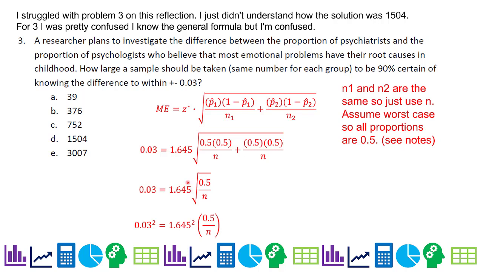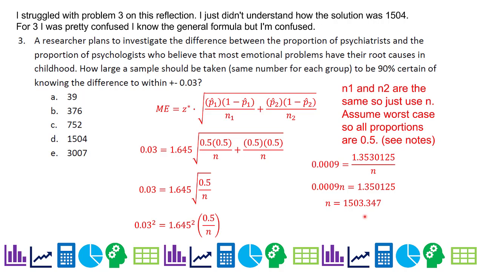I have 1.645 squared, I have 0.03 squared. Squaring that, we get 0.0009 equals this ugly number over n. So I squared my 1.645 and then multiplied it by 0.5. Then we can just multiply both sides by n, divide both sides by 0.0009, and I get 1503.347.